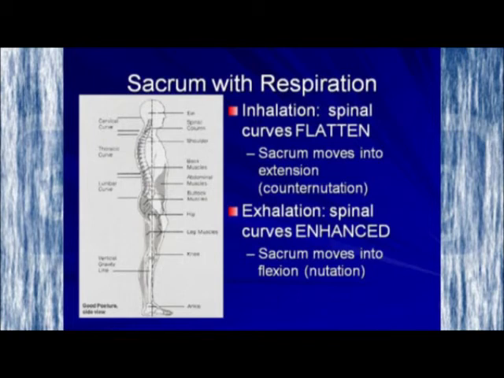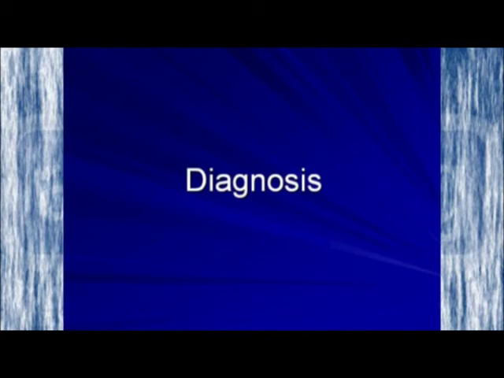On the exhalation, you relax and the spinal mechanics are restored or enhanced. So you increase your lumbar lordosis and you allow the sacrum to move into nutation or flexion. So the base of the sacrum moves anteriorly on flexion. So you can use that respiratory pattern to enhance the motion of the sacrum in either direction. And we talked about seated versus standing.